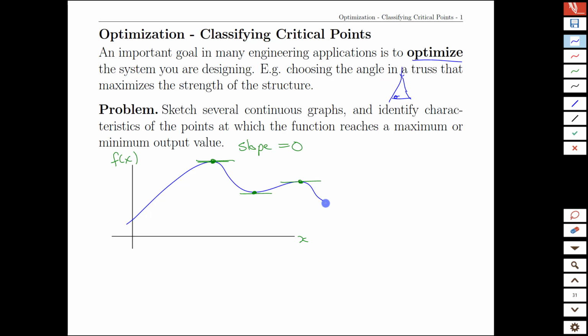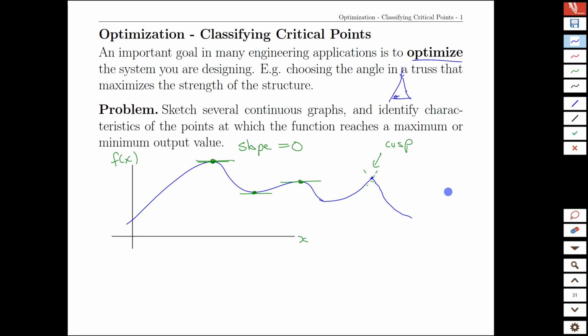But that's not the only thing that could happen. It's also possible for a function to stop for a brief instant and then go back down again. It's still continuous, but at this point here, we have what we call a cusp, where the slopes on one side are different from the slopes on the other. And at that point, there is no derivative defined. There is no individual slope at that transition point. But it can also be, as we see, the highest point relative to its neighbors.